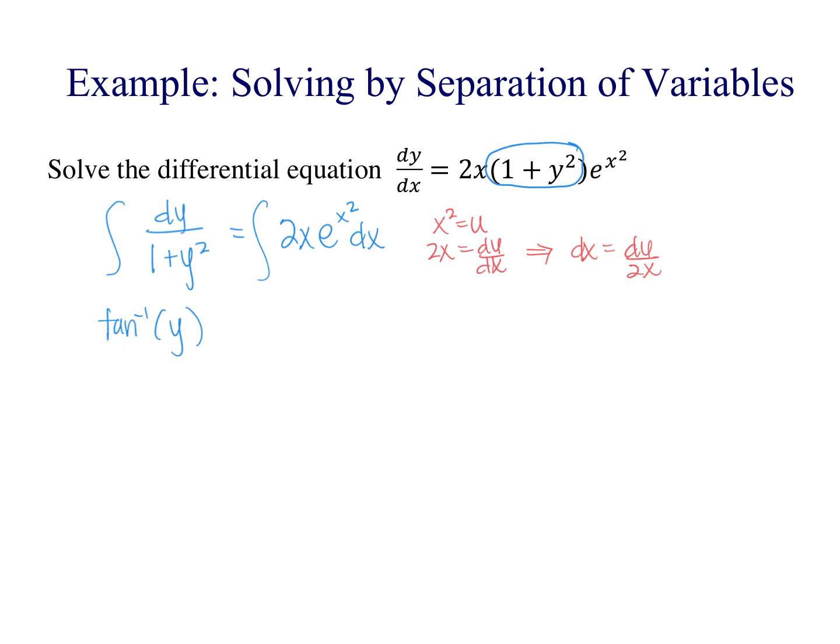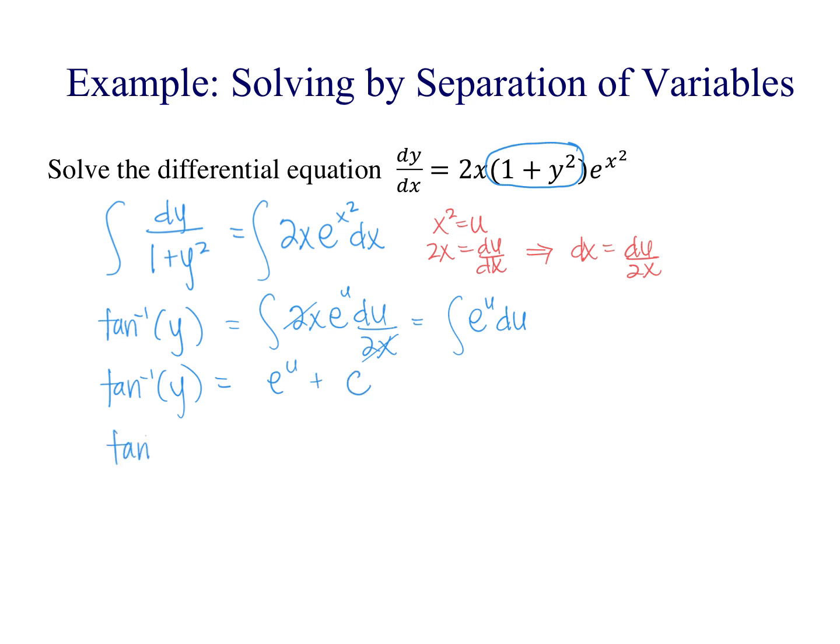So then we're ready to do a little substituting. So 2x is not impacted yet, but we'll have 2x e to the u, and then times dx, which is du over 2x. So this is going to be a nice, clean antiderivative of e to the u du. So our inverse tangent of y would then be e to the u plus c. So changing that back, that would be e to the x squared plus c.